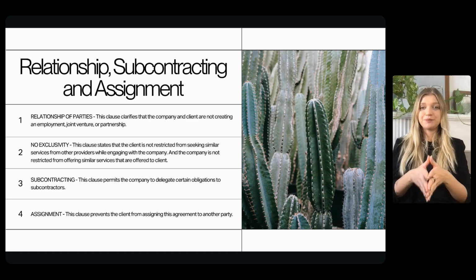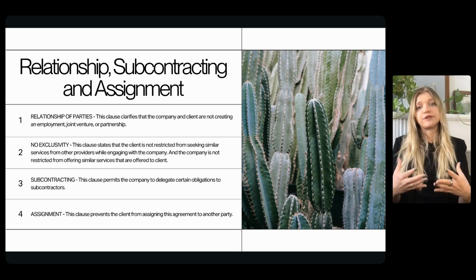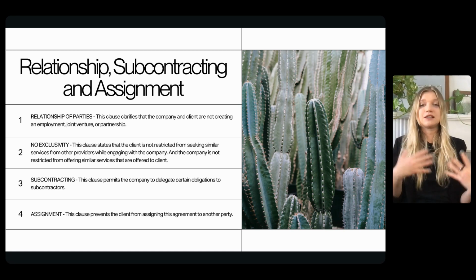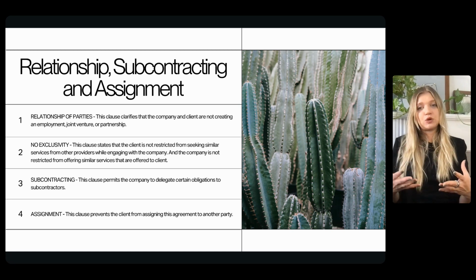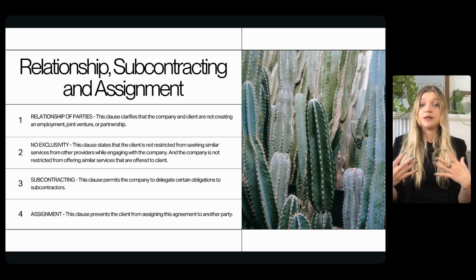No exclusivity. This clause states that the client is not restricted from seeking similar services from other providers while engaging with the company, you. And the company, you, is not restricted from offering similar services that are offered to the client. Let's say, for example, you did the branding for soap company number 1. You should be able to do the branding for soap company number 2, even if they compete with soap company number 1.